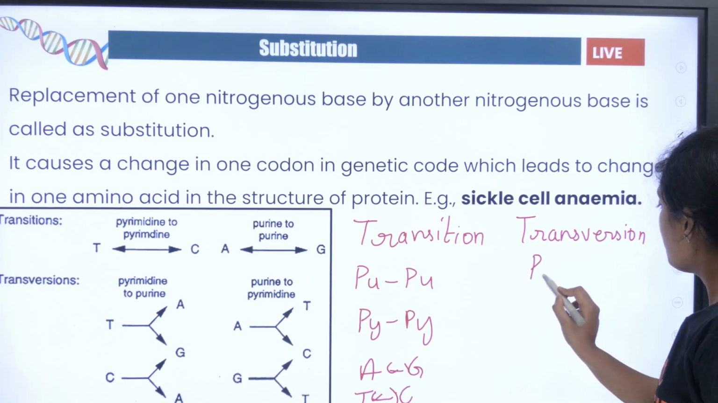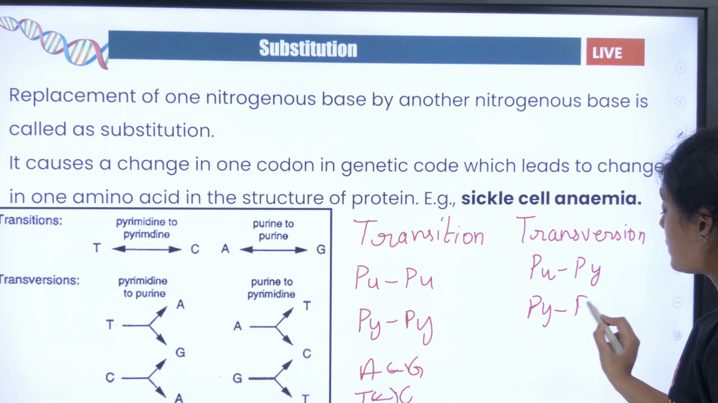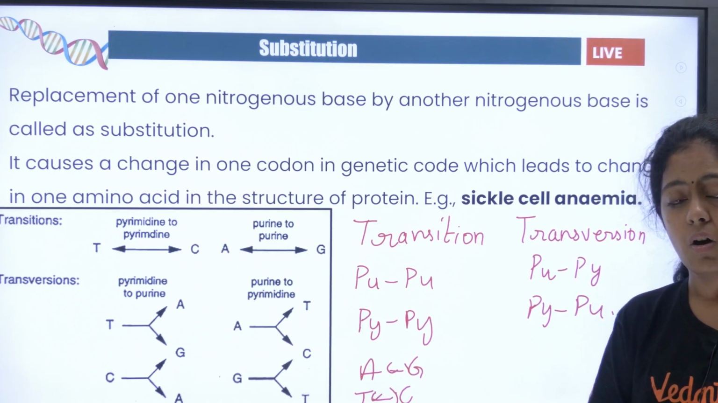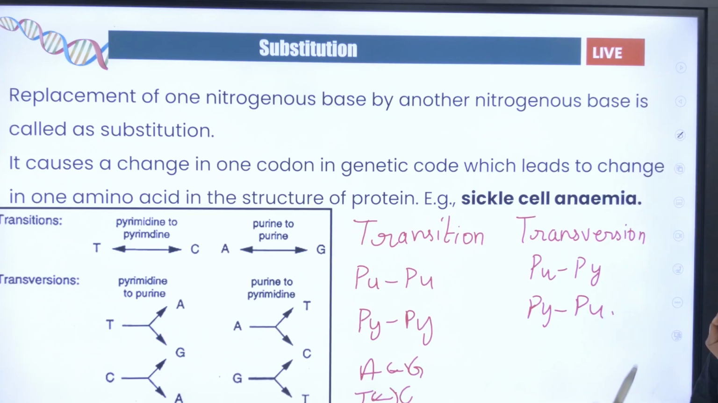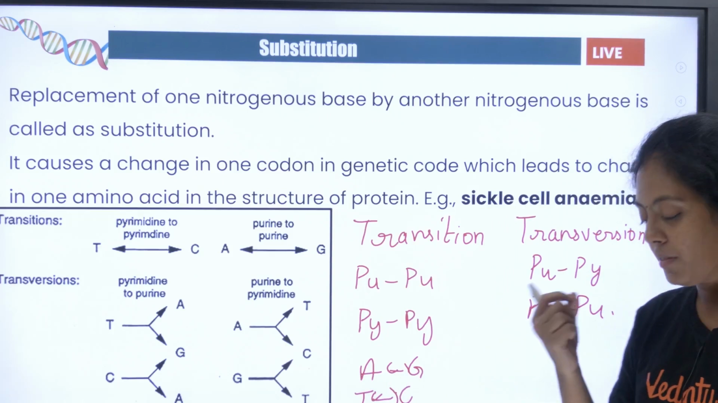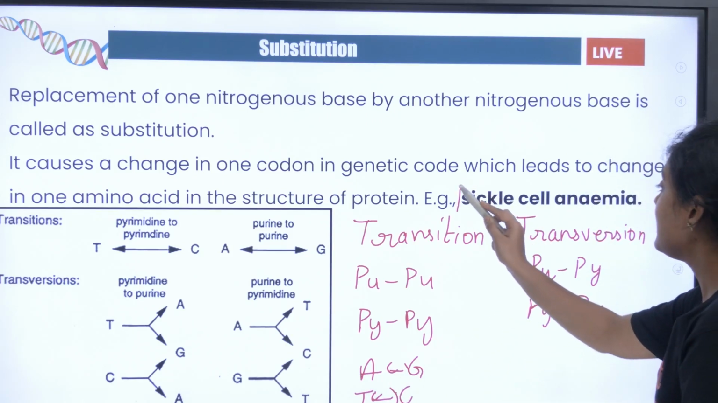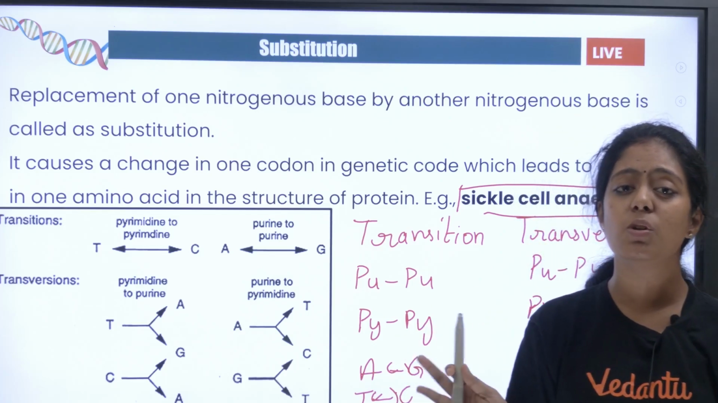Transversion na a purine to pyrimidine or a pyrimidine to purine. This is very, very important. Okay, it causes a change in the genetic code which leads to change in one amino acid in the structure of a protein. ரொம்ப முக்கியமான example, sickle cell anemia. Sickle cell anemia is a beautiful example for substitution.